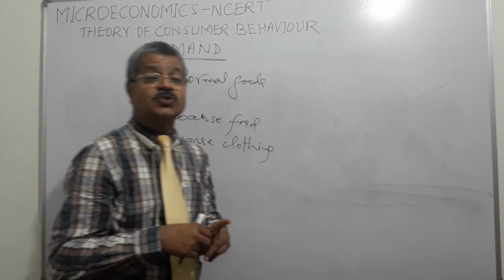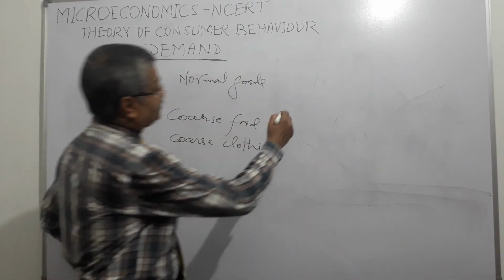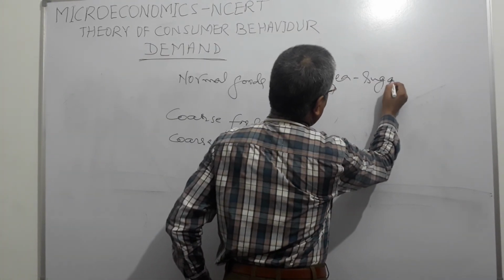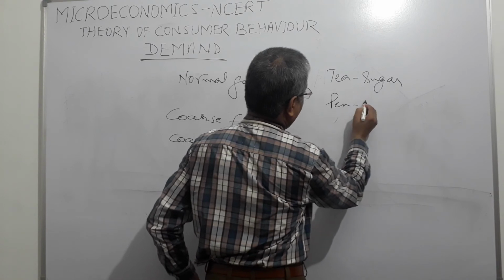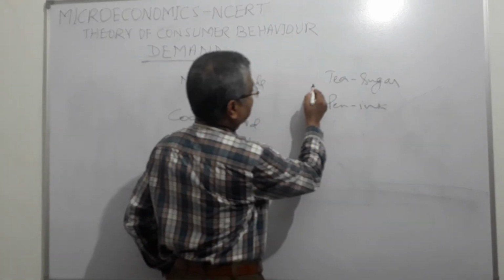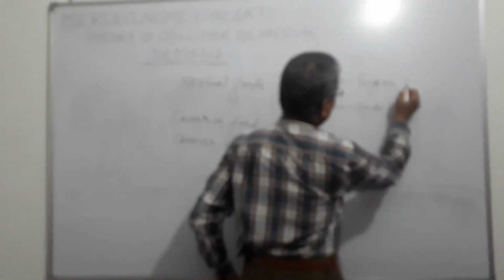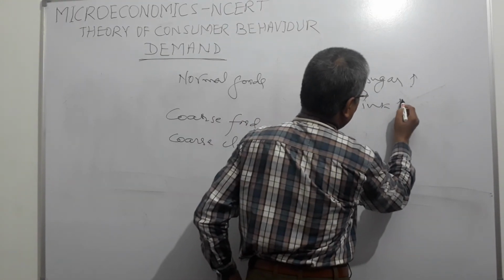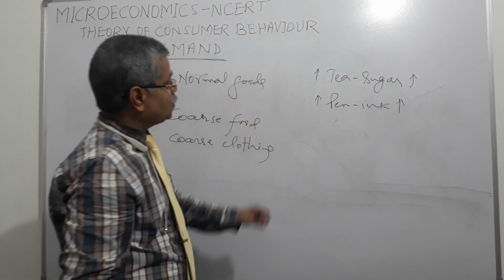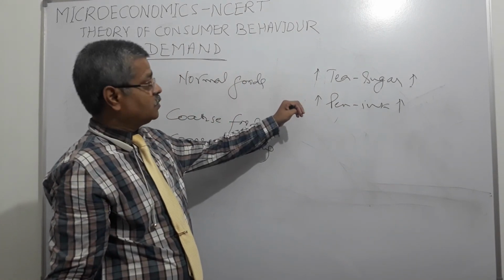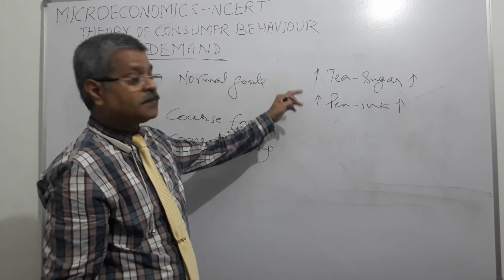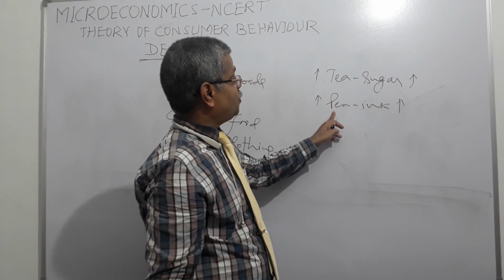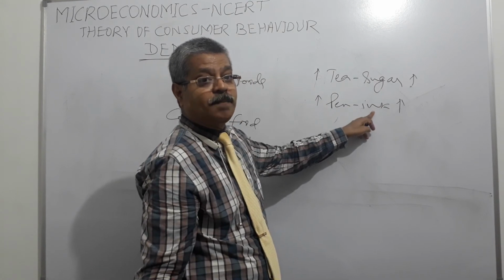Then there are substitutes and complements. What are complements? Complements are goods which go together. Tea, sugar, pen, ink. So what happens? If the price of tea goes up, the price of sugar also goes up. If the price of pen goes up, the price of ink also goes up. So, for complementary goods, their demand moves in tandem. If the demand for tea goes up, the demand for sugar will go up. If the demand for pen goes up, demand for ink will go up.